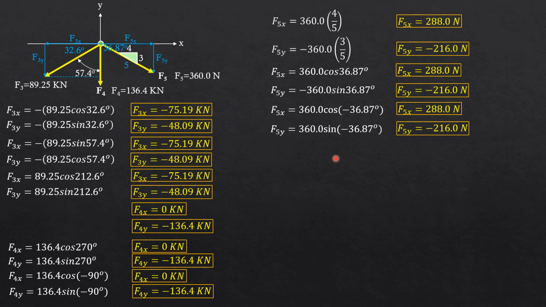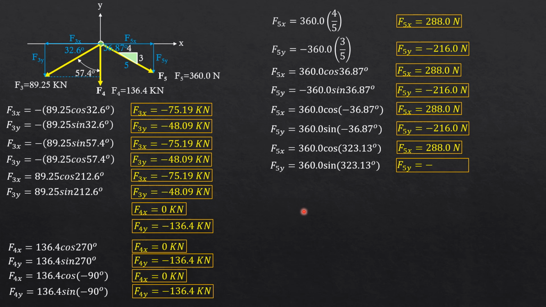In terms of positive angle in counterclockwise direction, 360 minus 36.87 is 323.13. So F5x is 360 cosine of 323.13 degrees, and it will give us the same value of 288.0. And F5y is 360 sine of 323.13 degrees, and therefore it is equal to negative 216.0 newtons. So that's it.